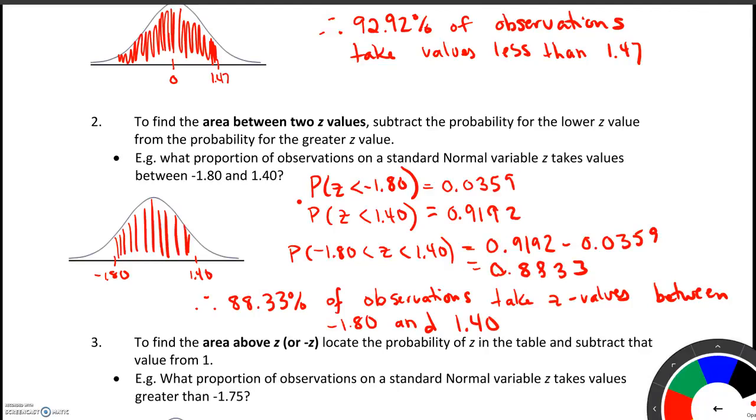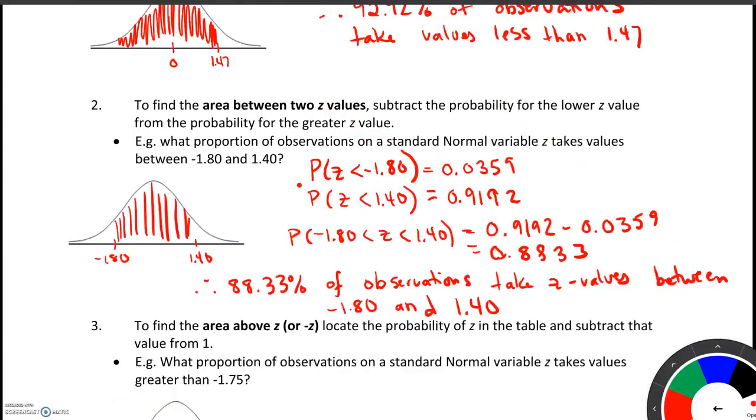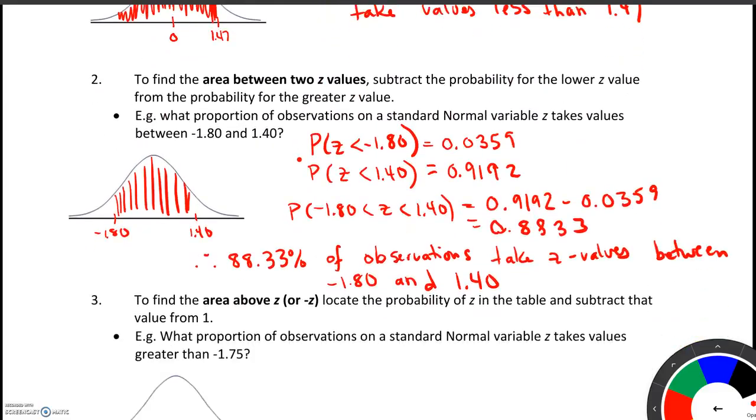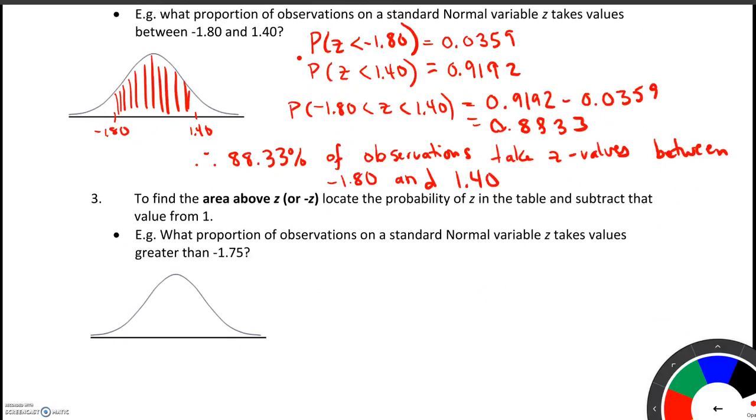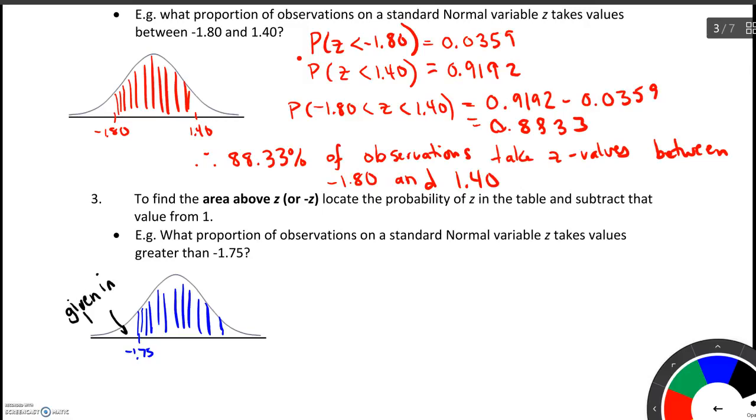Excellent. So then the final type of question we might be asked is, rather than being below a value or between two values, we might want to know greater than a particular value. So if I want to know what proportion of values in the standard normal Z table take values greater than negative 1.75, again, I think about what that value is. And what I'm trying to find is this shaded region here. What's given on the table is that left tail over there.